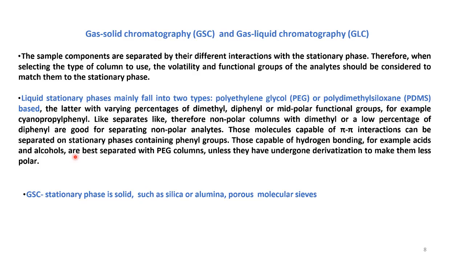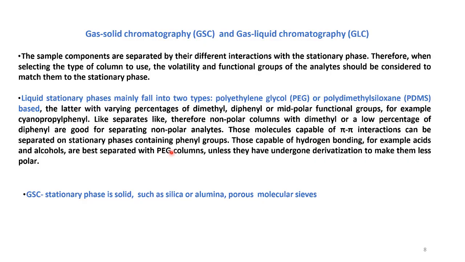The non-polar columns with dimethyl or a low percentage of diphenyl are good for separating non-polar analytes. However, molecules capable of pi-pi interaction can be separated by a stationary phase containing phenyl groups. Molecules capable of hydrogen bonding, for example acids or alcohols, are best separated by the PEG one. Because they form hydrogen bonds, the separation will be better, and that's why it is used for those kinds of molecules.